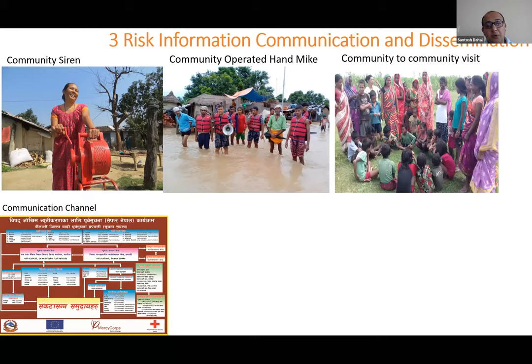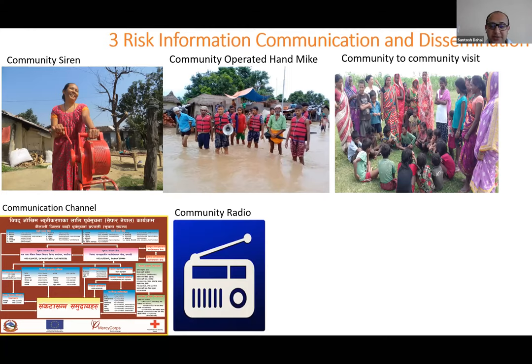Similarly, where hand mic and siren are not possible, we also do community to community visits. We used to work on transboundary flood early warning systems, where we had to transmit the message from Nepal to India, but there was a telephonic barrier, which we call an international call. For this situation, we used to run community to community information, which helped to save the lives of different people. Another is that we use community radio at different levels, from national level up to the community level, where people get messages, especially during the monsoon season.